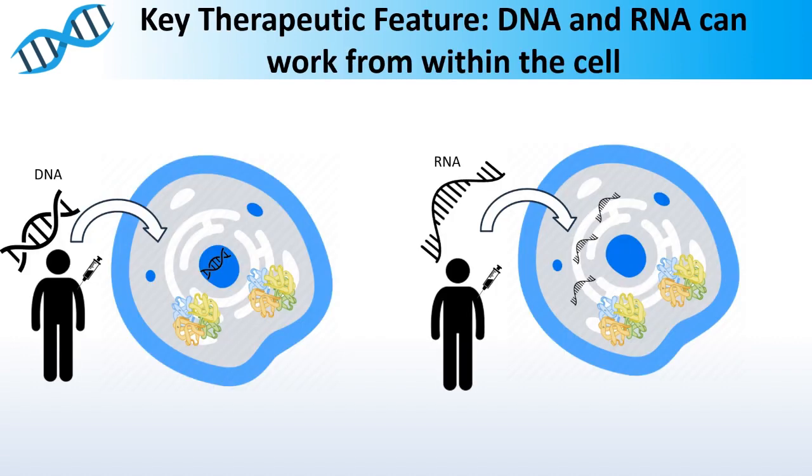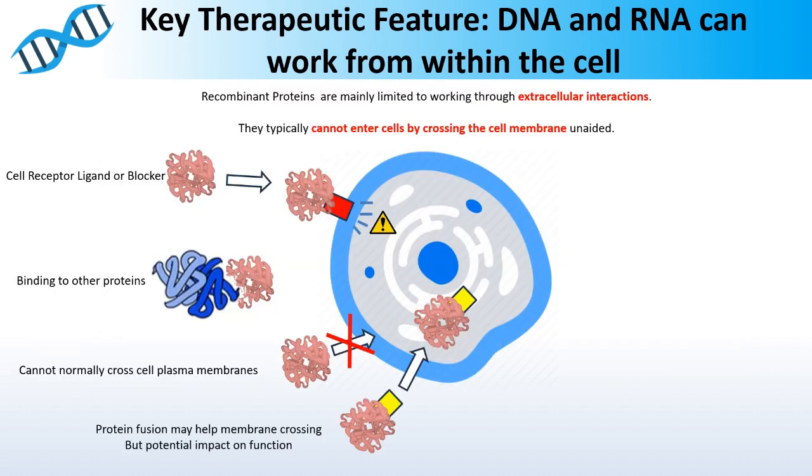But one of the key things to remember about mRNA and DNA based therapy is that it can do something that recombinant protein based therapy can't do so well, which is that it can act from within the cell. Recombinant proteins usually can't do this. They're usually restricted to acting outside the cell, as they have no ability, for example, to cross the plasma membrane. So they mainly work via extracellular interactions, unless they can potentially be fused to something else which can be taken in by the cells. But this is not going to be possible in all cases, as such fusions may impair the function of the protein of interest.